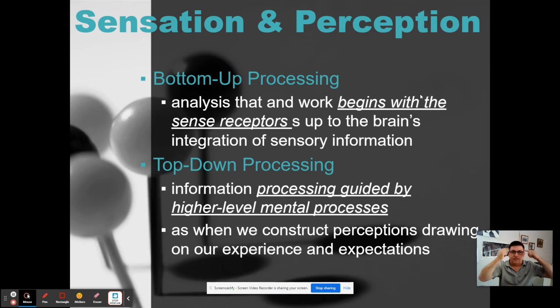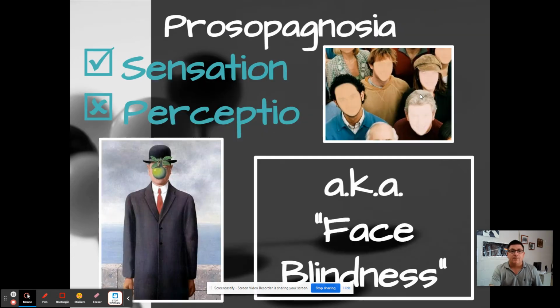Top down, top, your head's smart, hopefully. Top-down processing, information processing is guided by higher-level mental processes. It is our perception and how we experience and expect sensory information. And it's different for all of us. Bottom up versus top down.